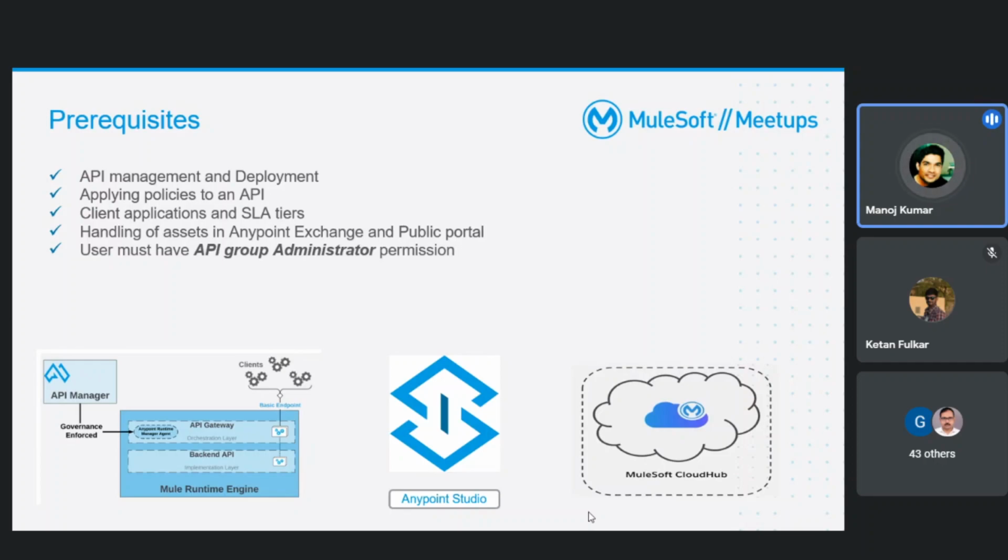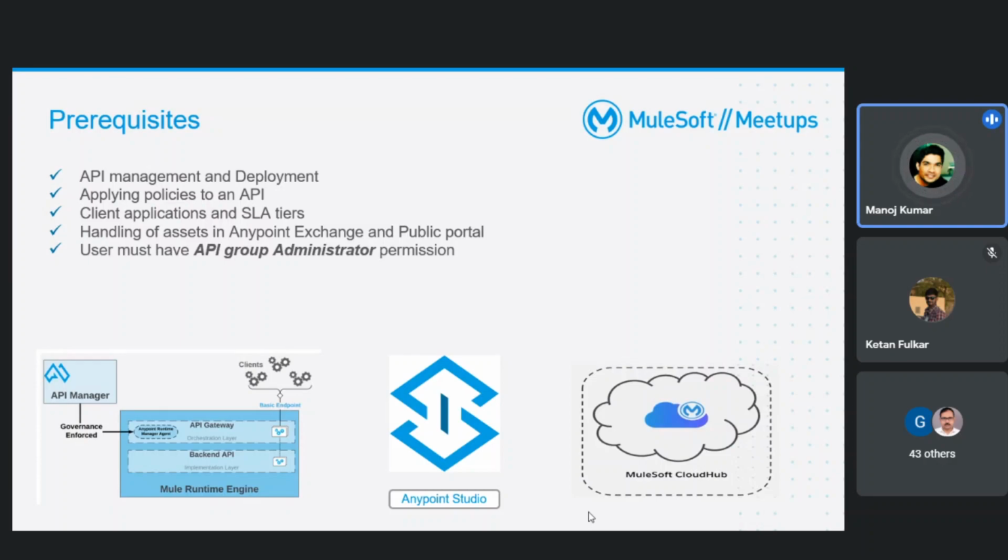Apart from that, you should know how to handle the assets in Anypoint Exchange and the public portal, and the most important part, the API group administrator permission. Without this permission, you won't be able to create an API group in API Manager. You can get this permission from Access Management.